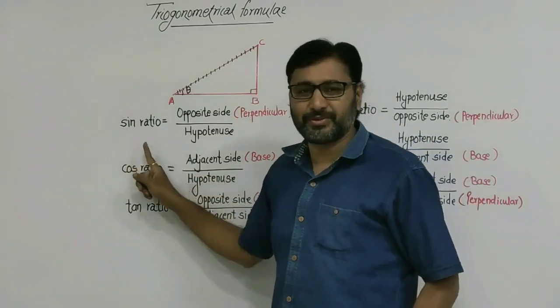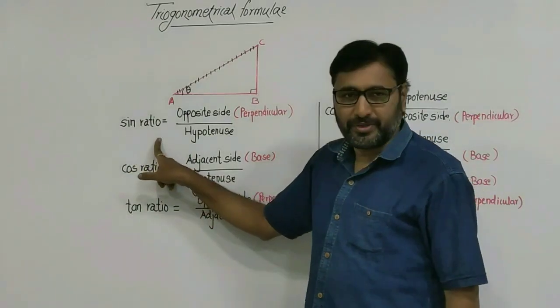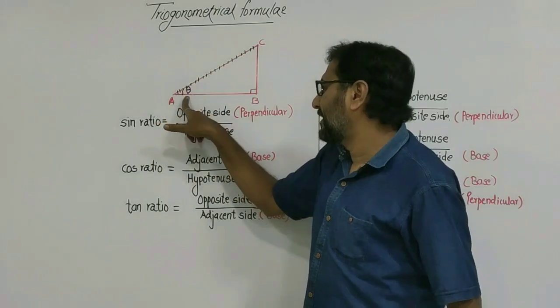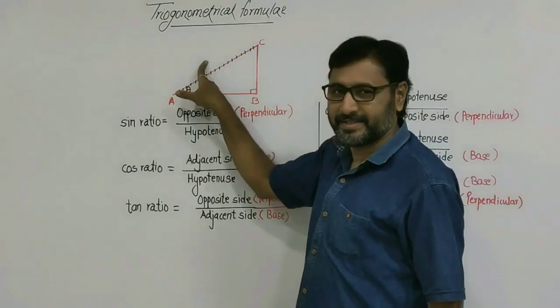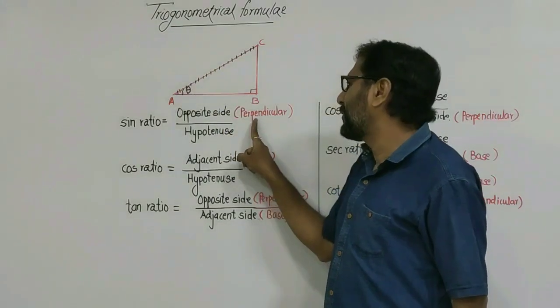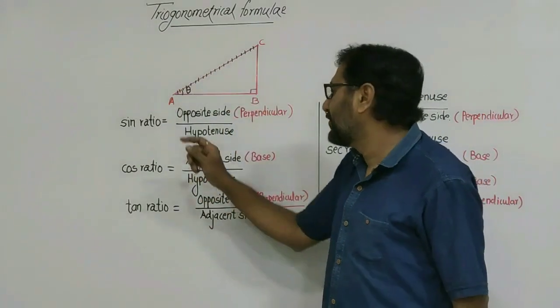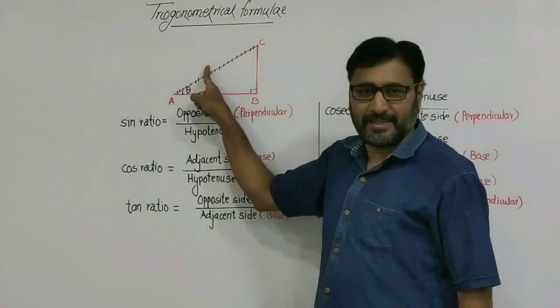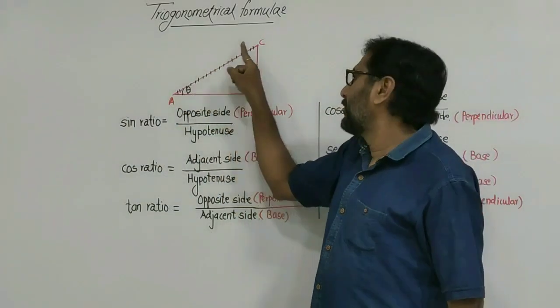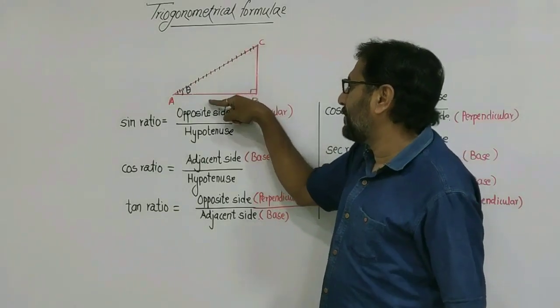Consider the first ratio, sine ratio. Sine of theta is equal to opposite side upon hypotenuse, or you can say perpendicular upon hypotenuse. How to find sine A? Sine A is equal to BC upon AC. How to find sine C? AB upon AC.